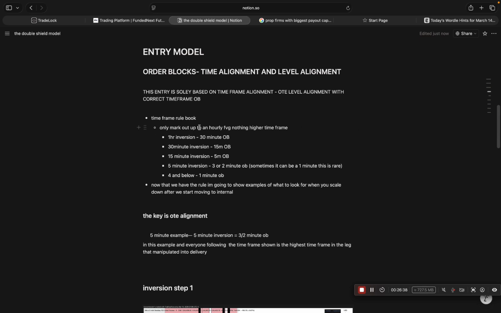Okay, a lot of you guys are aware of the inversion model. I go further into depth on a more precise entry using inversions. But I want you guys to refer to this because this is going to be a huge thing you are going to have to take into account when it comes to this model. Okay, so if we get an hourly inversion as our confirmation, we're looking for a 30-minute order block to align. Okay, and most of the time, I'll show you guys, but I call it a quarter two entry.